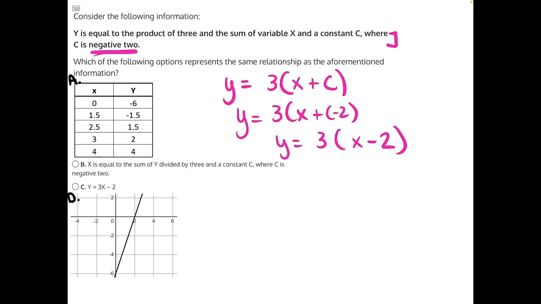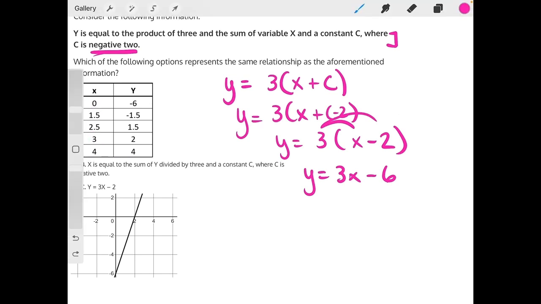Y is equal to 3 times x minus 2, and we could simplify that further by distributing. 3 times x is 3x, and 3 times negative 2 is negative 6. Now that we have our equation, we can solve the rest of this problem. Looking at answer choice A, we could plug in these values of x to see if these values of y match. What I would recommend doing here is plugging in your whole numbers first and then doing your decimals only if you have to. That will help you save time.